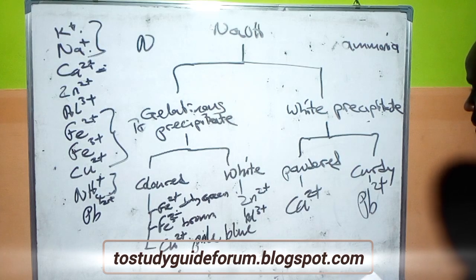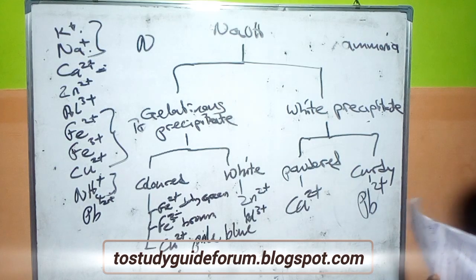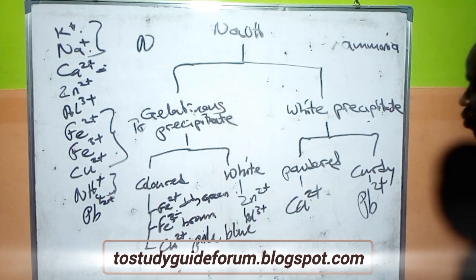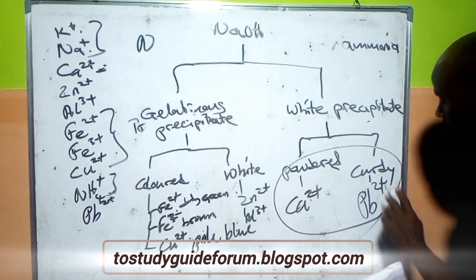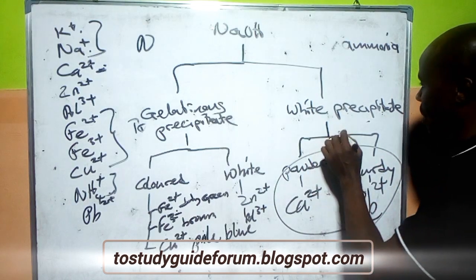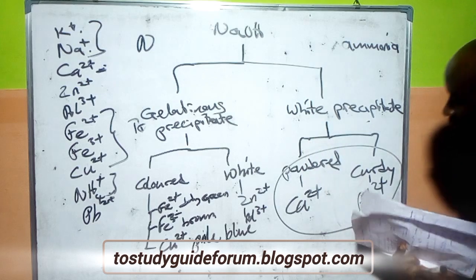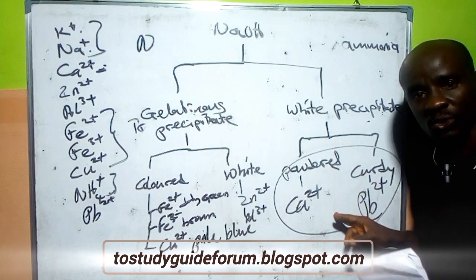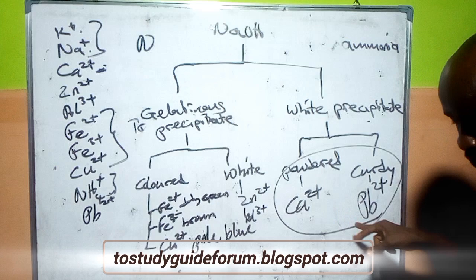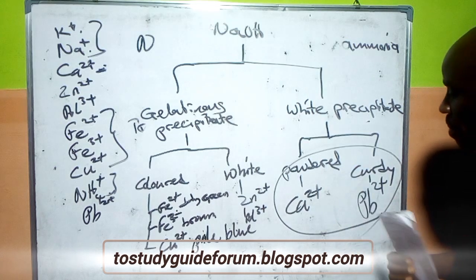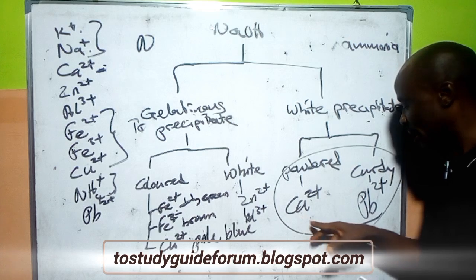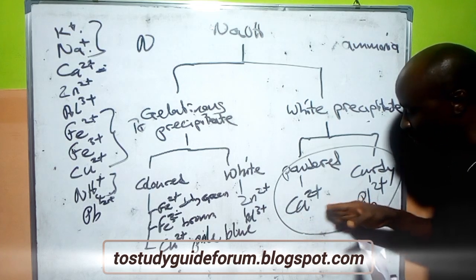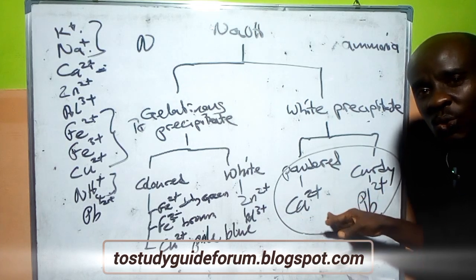So looking at this now, when we have a powdered precipitate, that means we are likely to look at these two. Two of them are white precipitates. When you have something like that with sodium hydroxide, that means in your inference you are likely to have calcium ion and lead ion. Now there is another predetermined test to separate them.